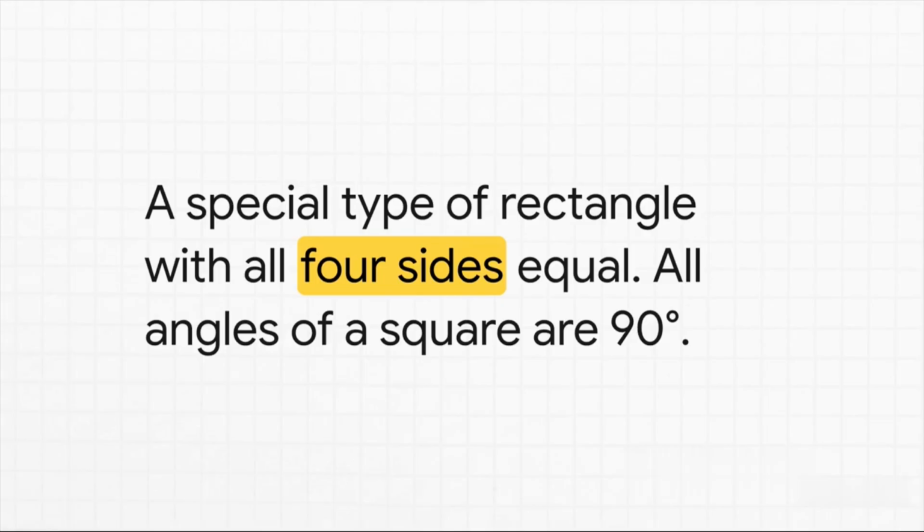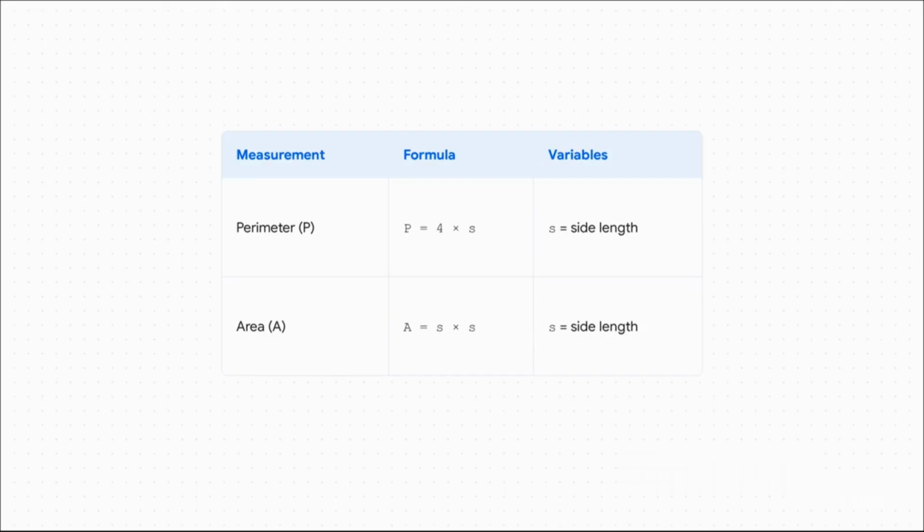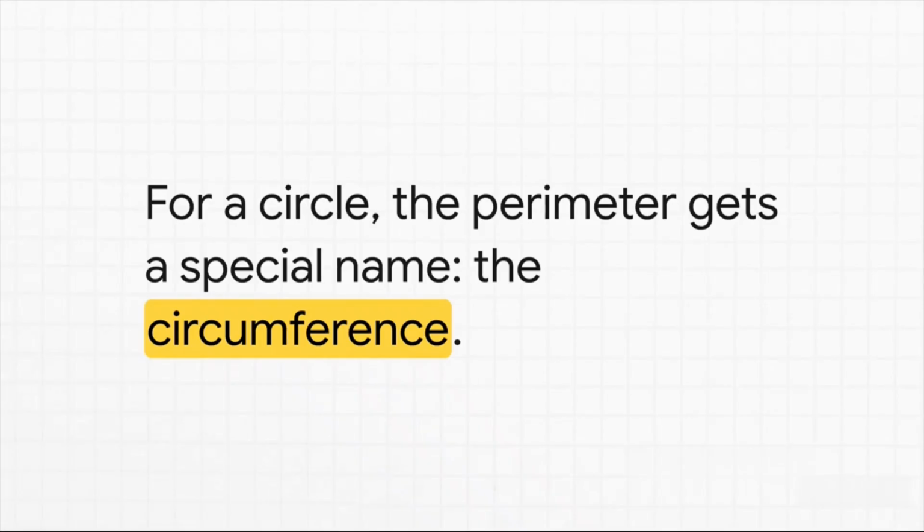Next up, we've got the square. And really, a square is just a special kind of rectangle, one where all four sides are exactly the same length. And that makes the math even easier. So for a square's perimeter, you just take the length of one side, we'll call it S, and multiply it by 4. Easy enough. For the area, you just multiply that side length by itself. See? Nice and tidy.